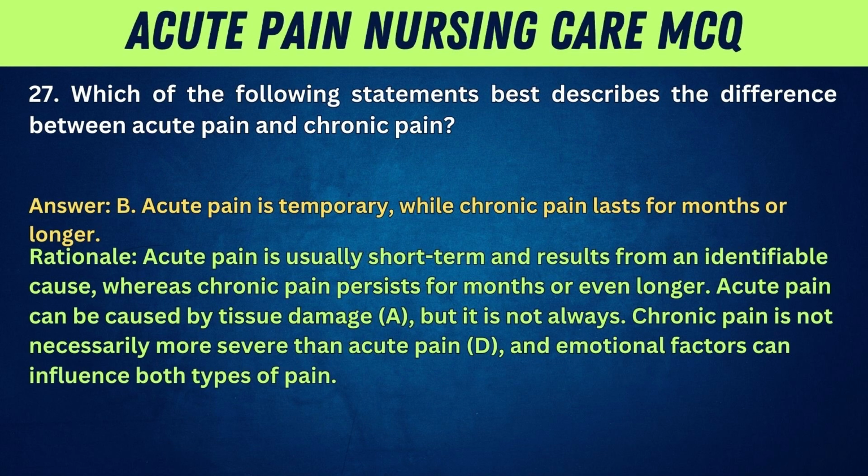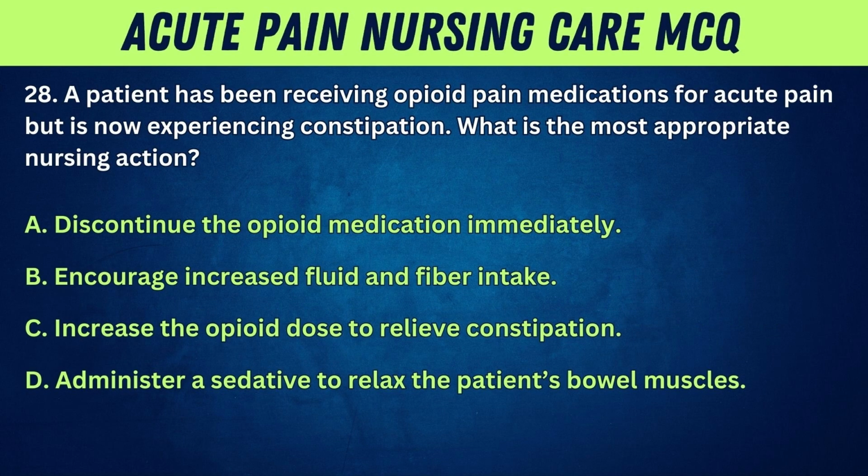27. Which of the following statements best describes the difference between acute pain and chronic pain? A, acute pain is always caused by tissue damage, while chronic pain is not. B, acute pain is temporary, while chronic pain lasts for months or longer. C, acute pain is usually caused by emotional factors, while chronic pain is due to physical causes. D, chronic pain is always more severe than acute pain. Answer: B, acute pain is temporary, while chronic pain lasts for months or longer.